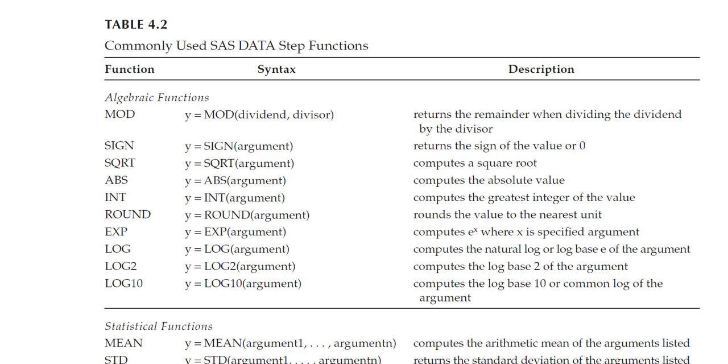Additionally, we can use other data step functions, and this would come into the same syntax: new variable equals a function of existing variables. Some of these we can look at are mod, for those of you familiar with, say, mod 2 or mod 3 arithmetic, return the sign or a zero, a square root function, absolute value, greatest integer, etc. You find all these in that list in table 4.2.